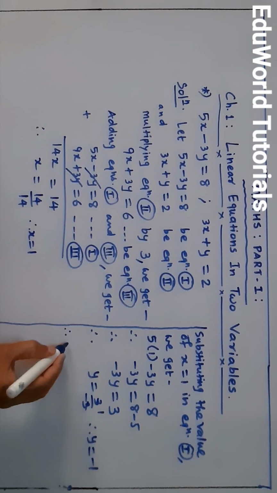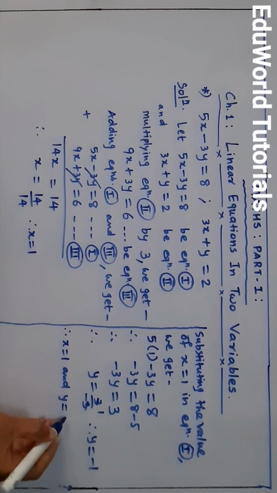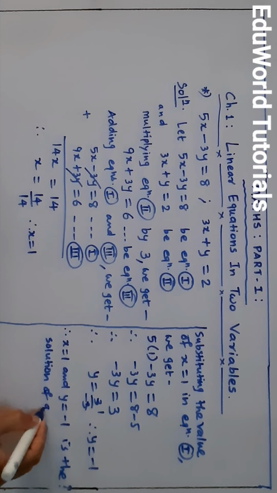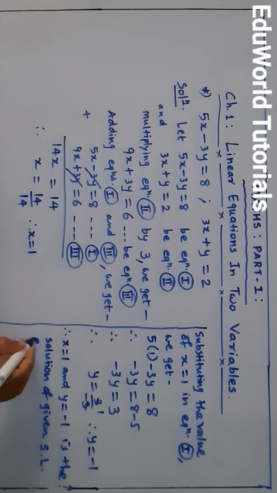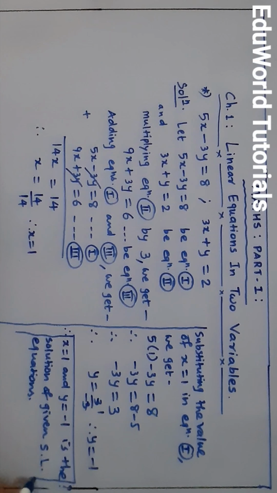And therefore, x equal to 1 and y equal to minus 1 is the solution of the given simultaneous linear equations. Understand? This is the way we have to write our answer, and try to make a box around the answer. Okay, now how do we know that we got the correct values of x and y?